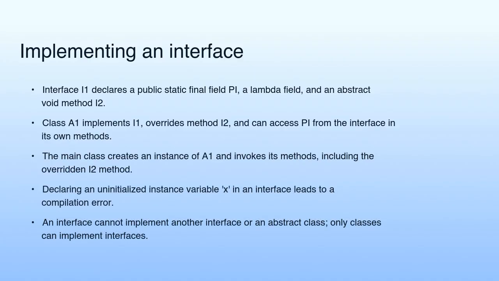Class A1 implements I1, overriding the method I2, and can access the PI constant from the interface within its own methods. The main class creates an instance of A1 and invokes its methods, including the overridden I2 method, demonstrating successful interface implementation. However, declaring an uninitialized instance variable X in an interface leads to a compilation error, as interfaces cannot implement other interfaces or abstract classes. Only classes can implement interfaces.